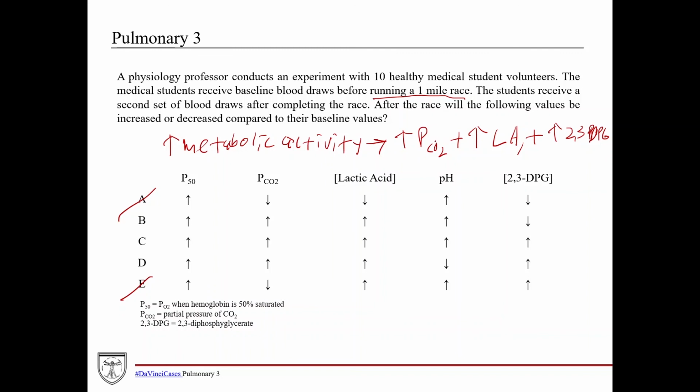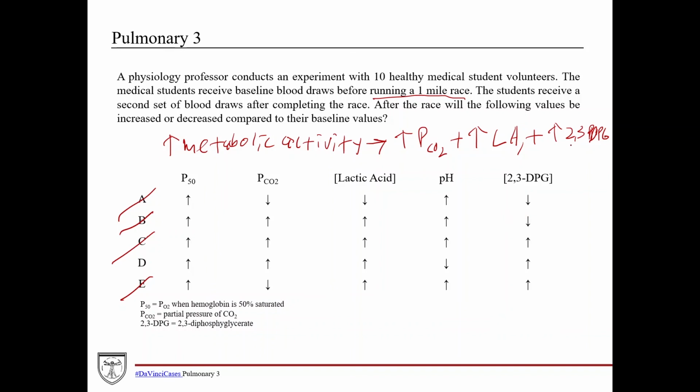Then the pH. So you have increased PCO2 as a result of that increased acid level. You also have increased lactic acid, so the pH is going to be decreased. So any answer choice that says the pH is increased, you can immediately cross off. Answer choice B says the pH is increased, so we know that's wrong. Answer choice C says the pH is increased. Again, we know that's wrong. So right now we've already got our answer choice. We didn't even need to think about 2,3-DPG, but for completeness' sake, let's finish it out.